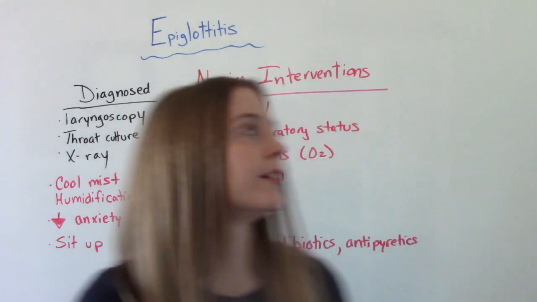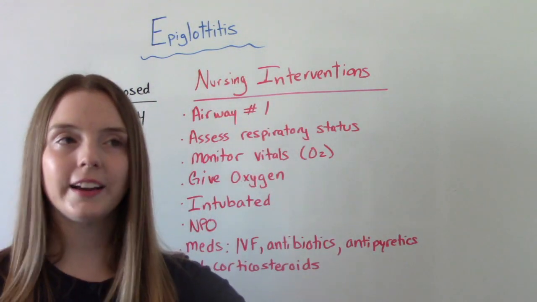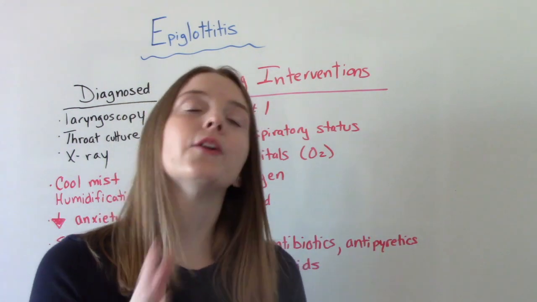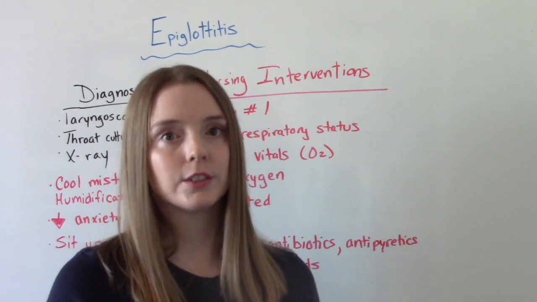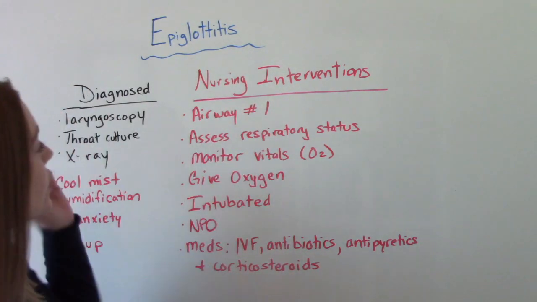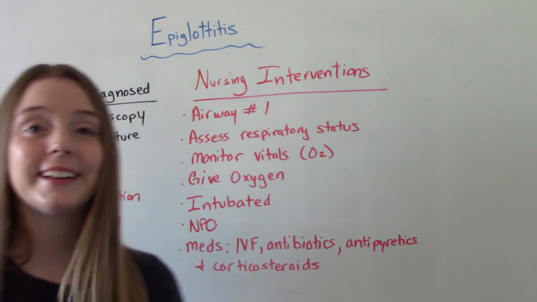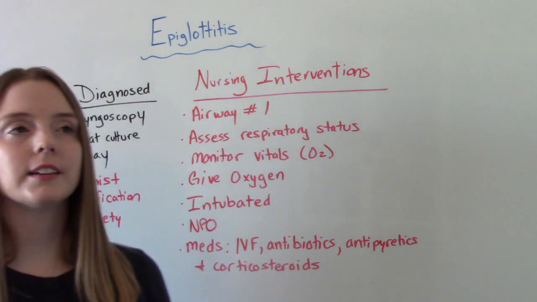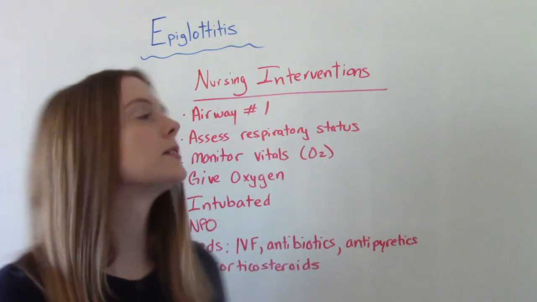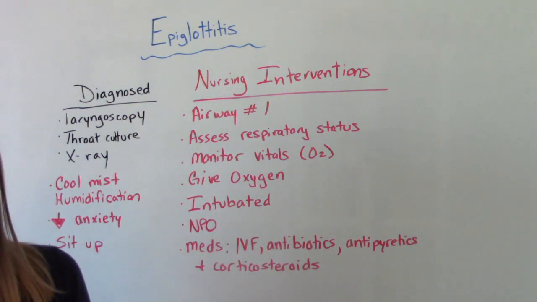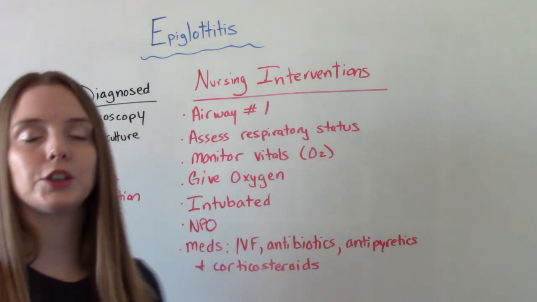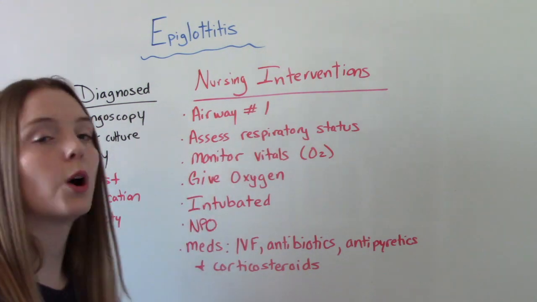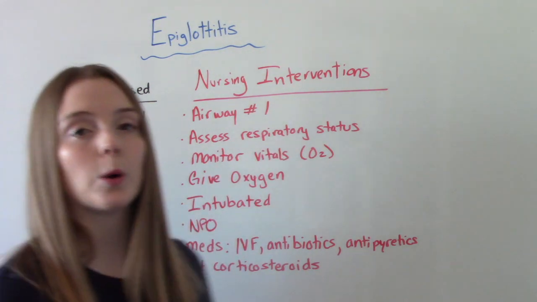So our nursing interventions, number one priority, airway. They need to be breathing because this is an emergency. Think about it. Their airway is obstructed. They can't breathe. So this is a medical emergency. So what are we going to do? We're going to maintain a patent airway, right? That's the priority. We're going to assess their respiratory status, so things like their respiratory rate, their lung sounds. We're going to monitor their vitals. Remember, they can have increased temperature, a fever, increased pulse, tachycardia. We also want to monitor their O2, so keep them in a normal range.